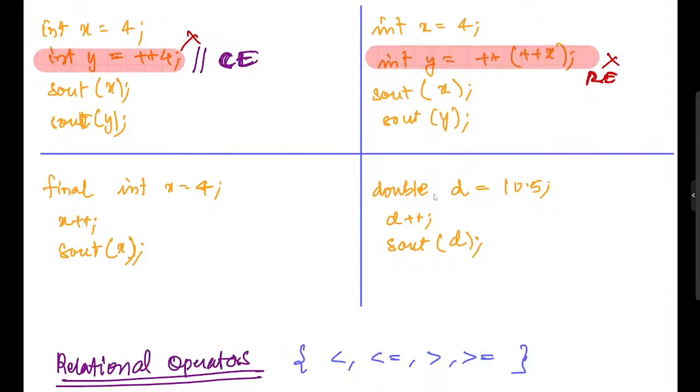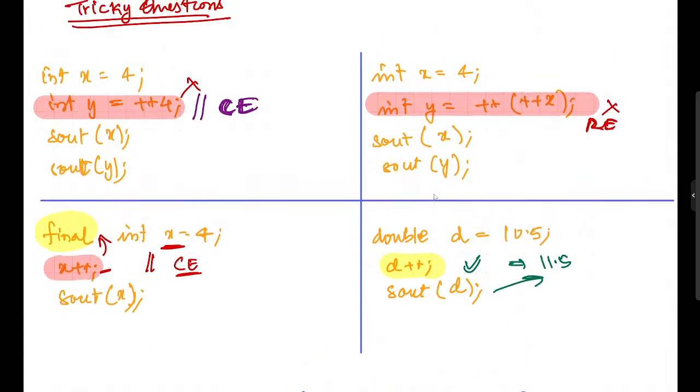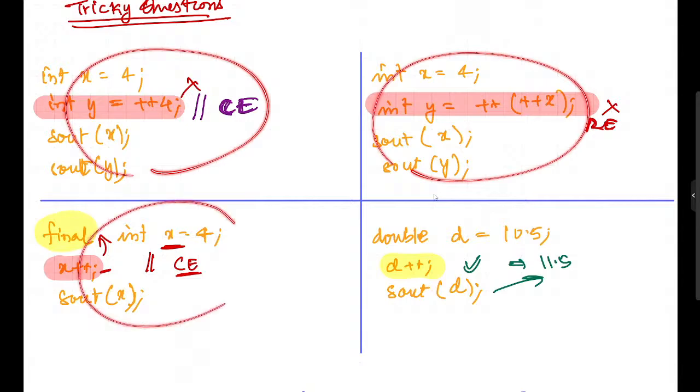Here you are doing an x++. This is legal, but since this is a final integer, that means you cannot change the x value. So you will get a compilation error saying you cannot do this to a final integer, right? In the same way, here you have double d equal to 10.5 and d++. This is a perfectly valid one, and the answer you will get is 11.5.